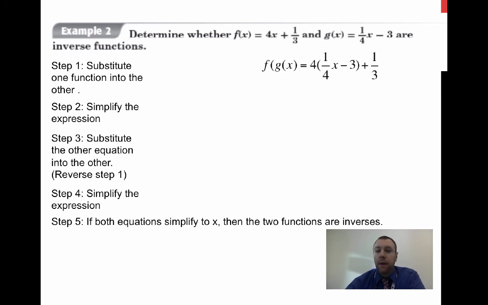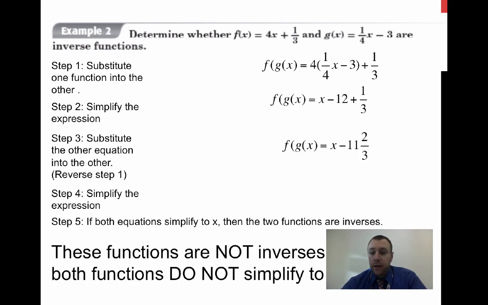I took this function here, and I plugged it in there. And now I'm going to simplify. So I'm going to do 4 times the 1/4 x minus 3. I'm not going to multiply this by 4 because it's outside the parentheses. I then am going to combine the -12 and the 1/3, and I get 11 and 2/3.